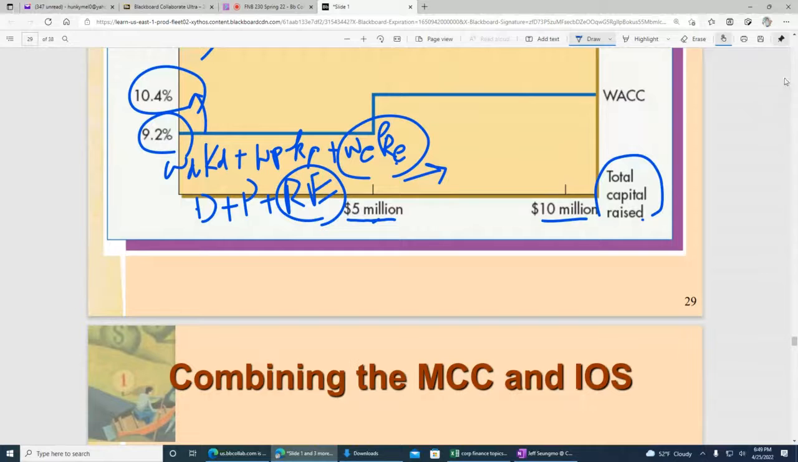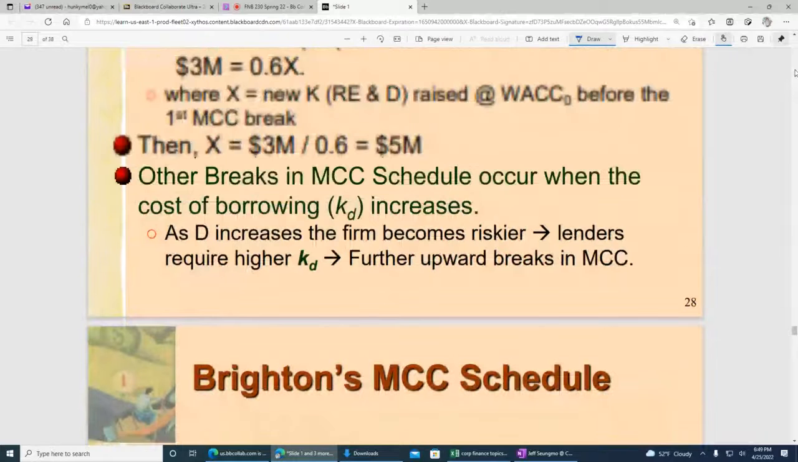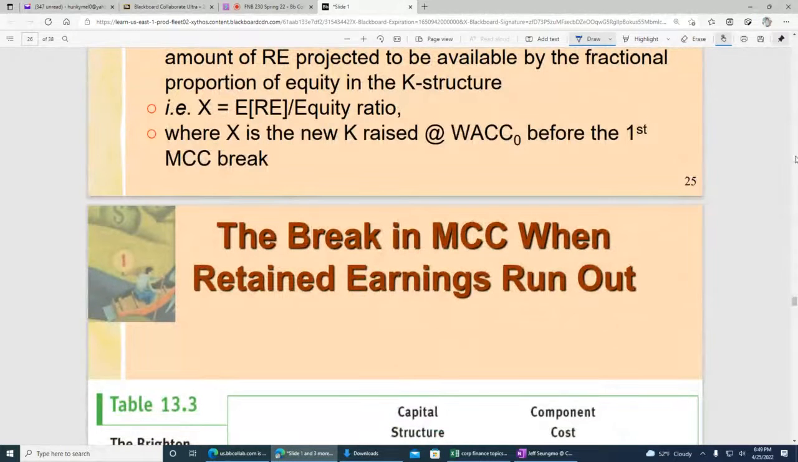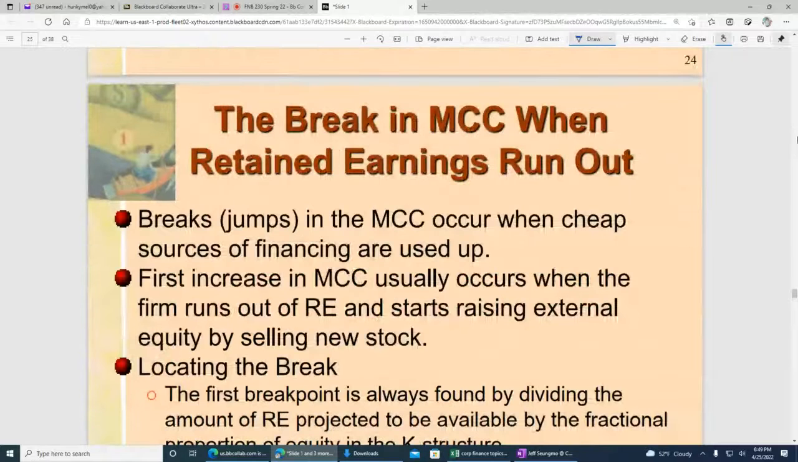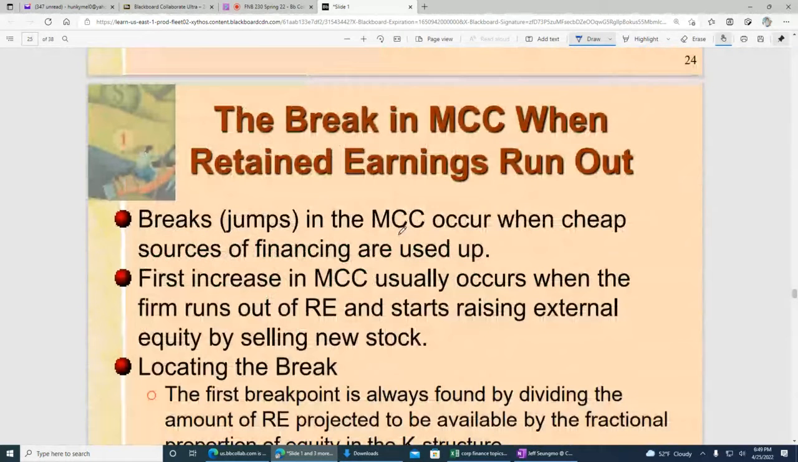So that's what is meant by marginal cost of capital. Let's take a look at this example. This is a very extensive example. The breaks in marginal cost of capital occur when cheap sources of financing are used up. The first increase in MCC usually occurs when the firm runs out of retained earnings and starts raising external equity by selling new stock.